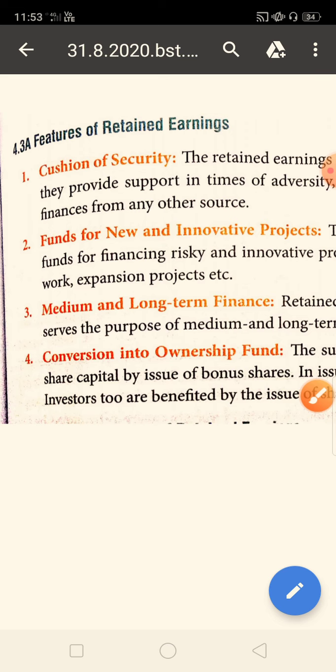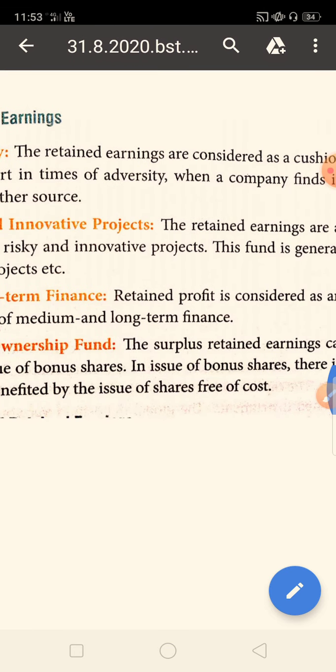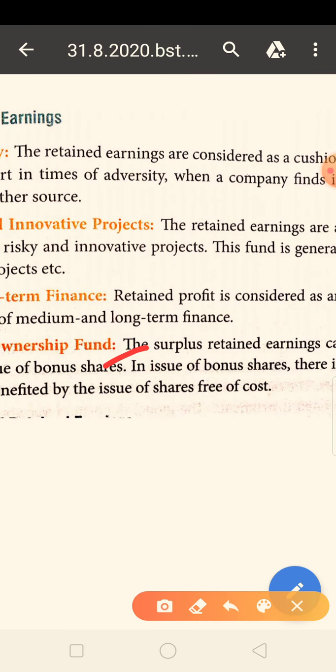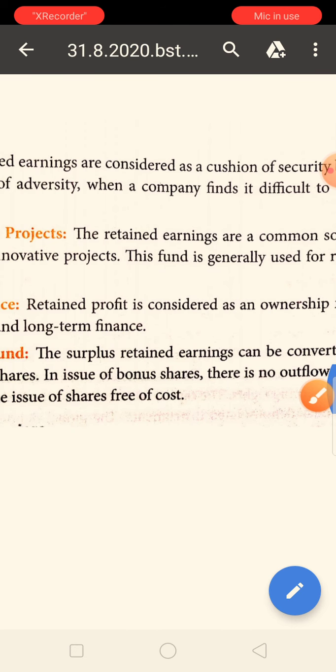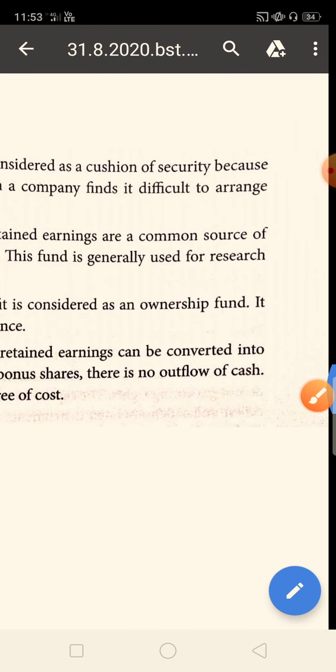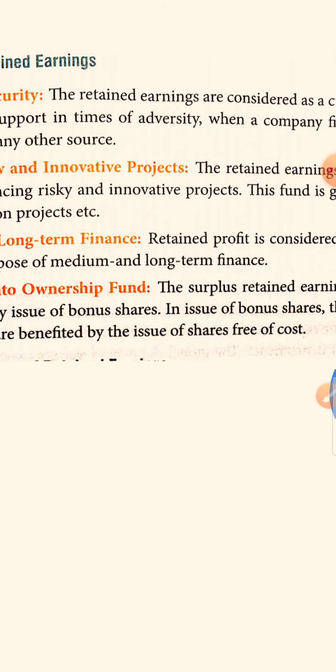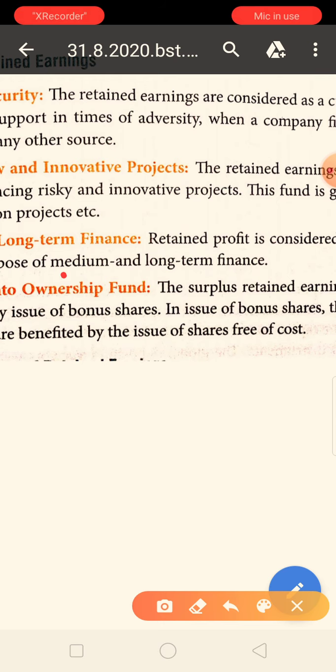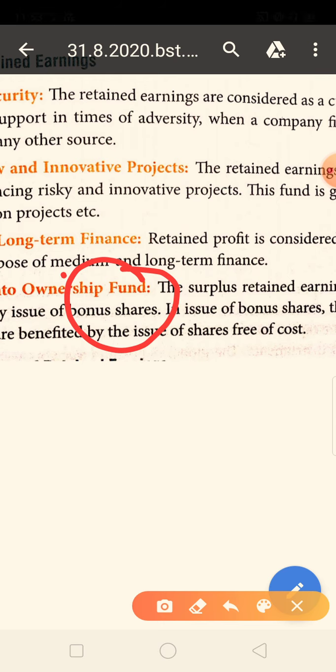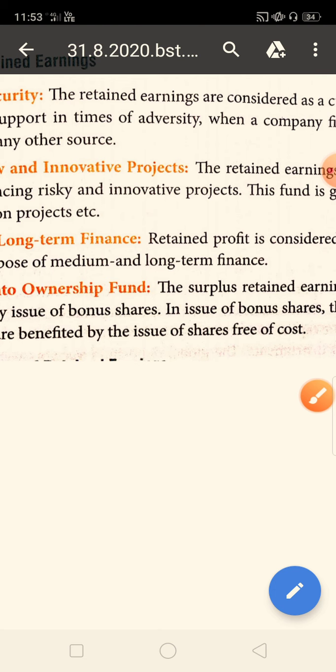Next is the conversion into ownership fund. My dear student, retained earning is also ownership fund, but my dear student, the main ownership fund is equity shares. So they are saying clearly, the surplus retained earning can be converted into share capital by issue of bonus shares. My dear student, they are using the word bonus share. What is the meaning of bonus share?